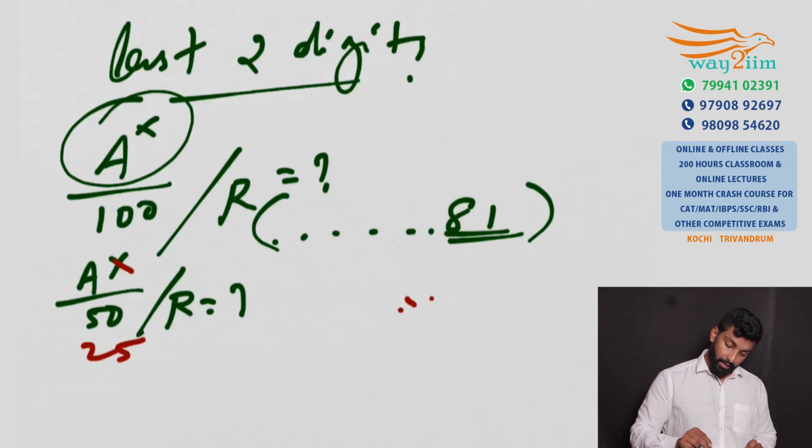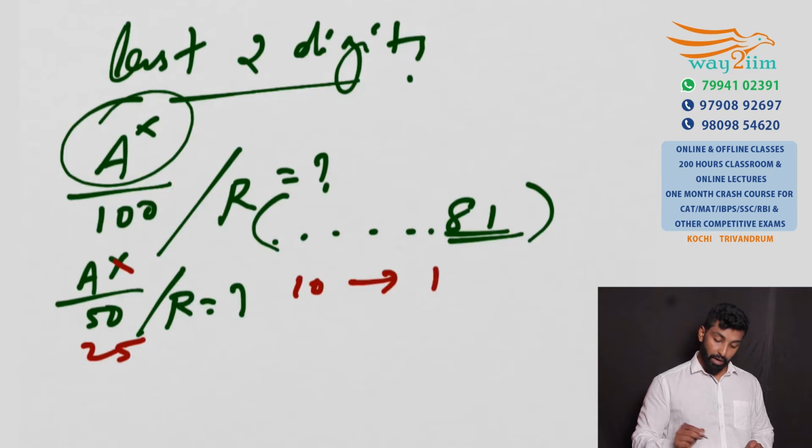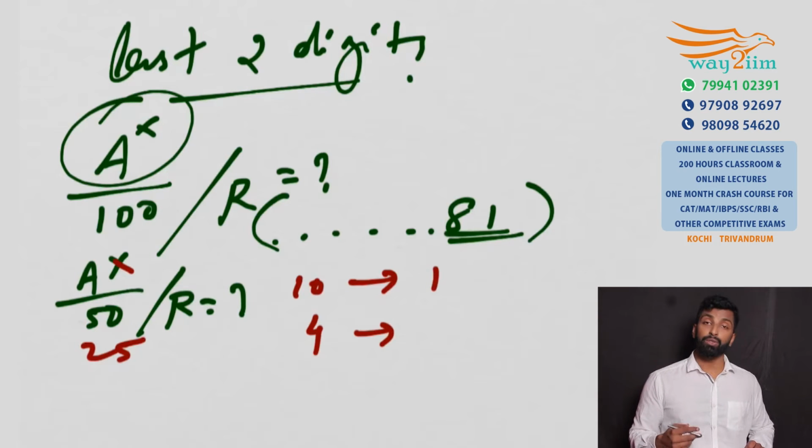Or they can ask about 10 also. Then what is the remainder? 1. They can ask about 4 also, because 4 is also a factor of 100. So for any factor of 100, where the divisibility rule is based on the last two digits, you can find the answer directly.